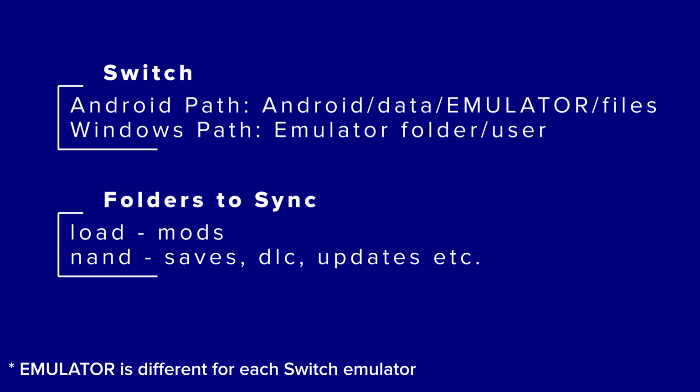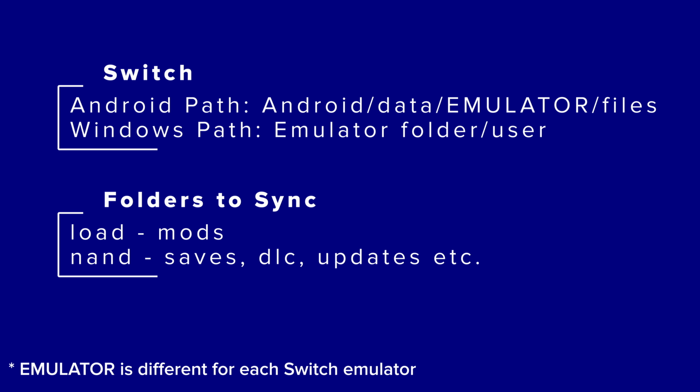For Switch on Android, it depends which emulator you're using, but it would be in the internal storage, Android, data, whatever emulator, files folder. And I sync the load and NAND folders. Load has things like mods that you need for Link's Awakening and some other games, and NAND has all of your saves, your DLC, your updates, and pretty much everything else.